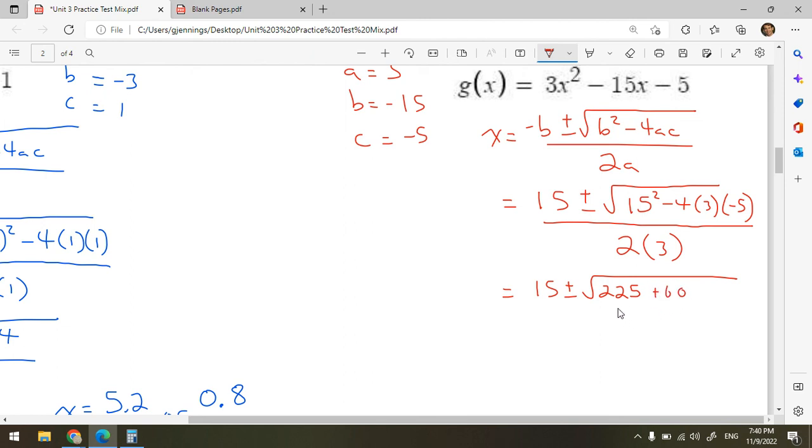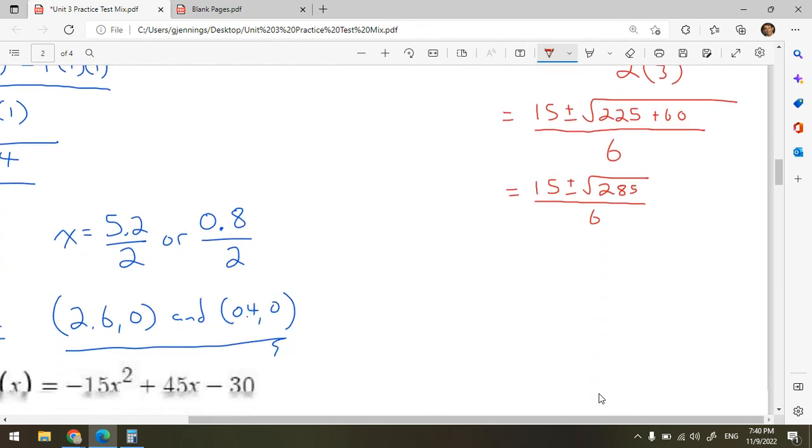4 times 3 is 12. 12 times 5 is the number of minutes in an hour, 60. All divided by 6. Okay, so this gives us 15 plus or minus the square root of 285 over 6. And now evaluate.